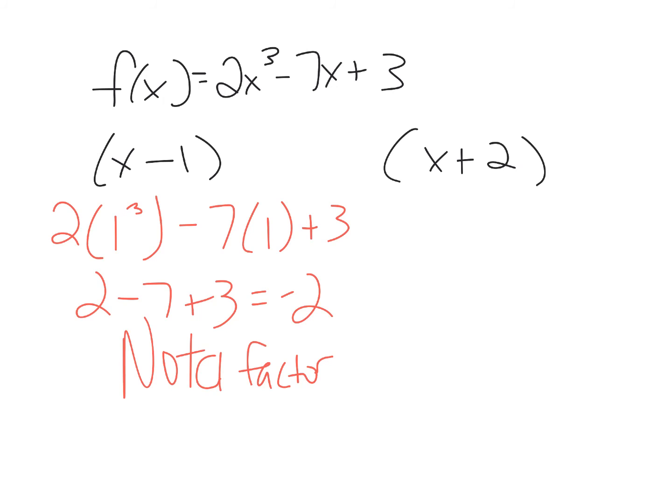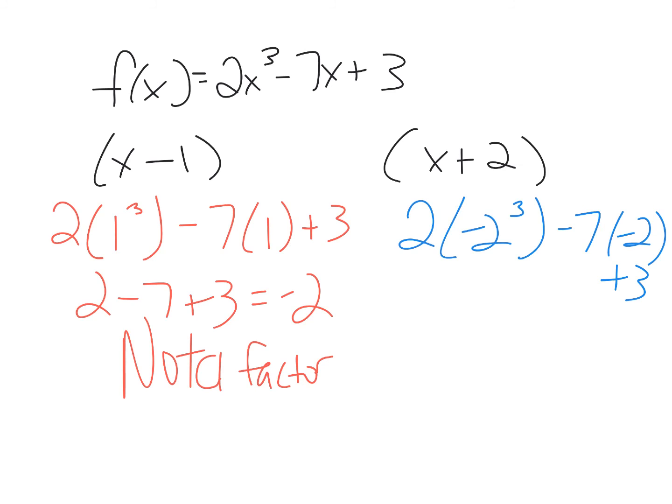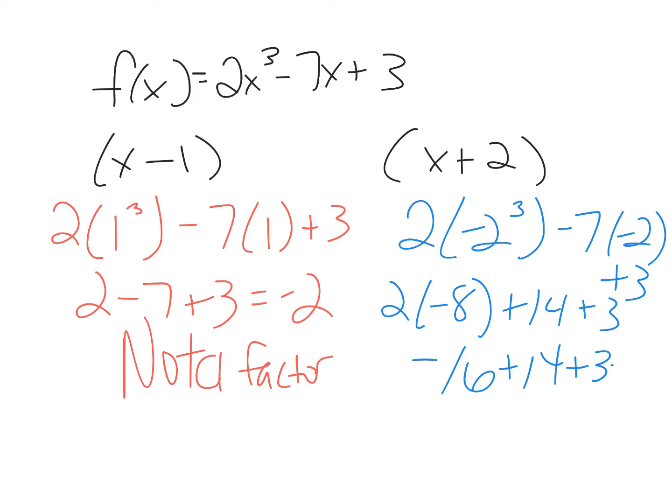Now for the other one, let's try it out. So we put -2 everywhere. Now that gets us 2 times -8 plus 14 plus 3. That gives us -16 plus 14 plus 3, which is 1. Still not a factor. Okay, we need 0 for it to be a factor. -2 and 1 won't work. Those are the remainders, but the remainder needs to be 0 in order for it to be a factor.